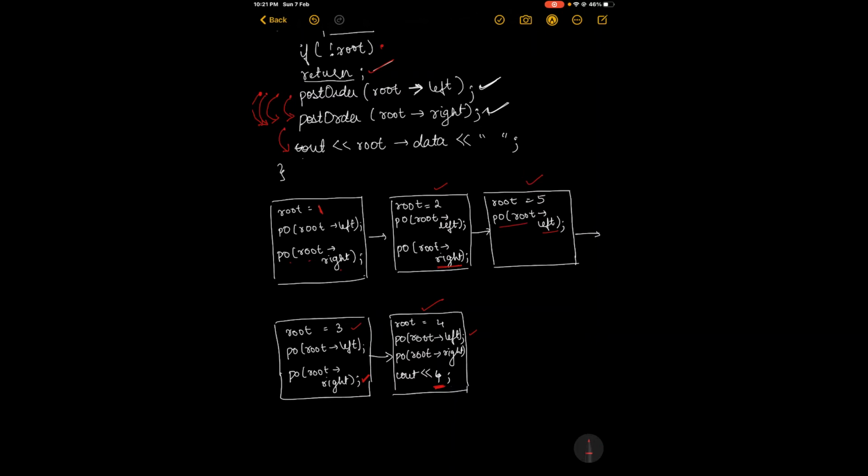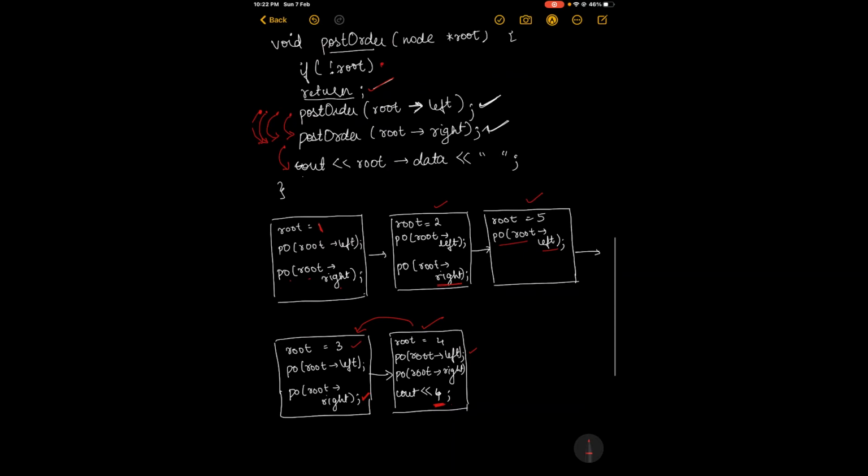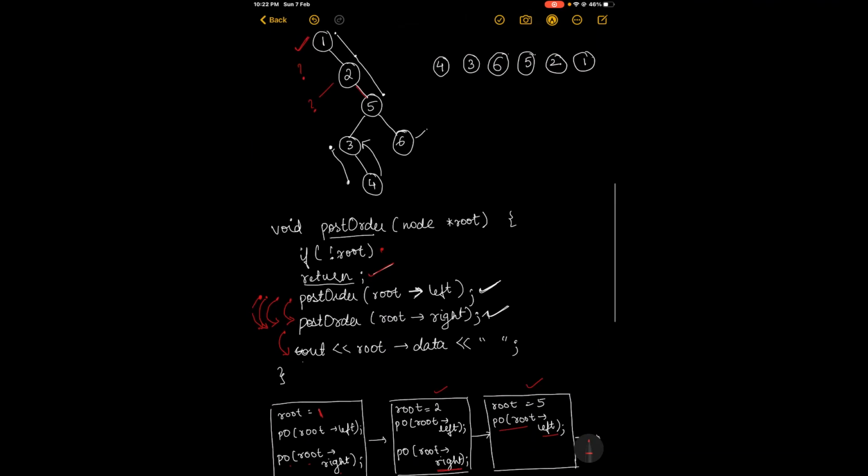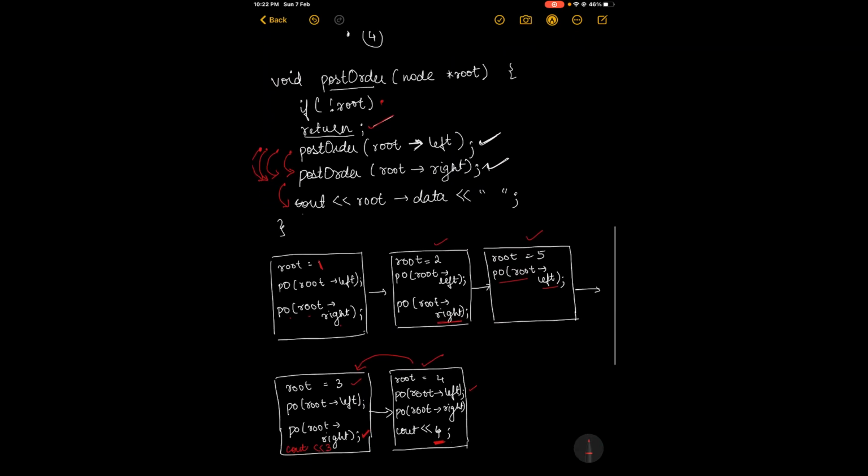Now once a block is completed, it will go back to the previous functions and resume all the steps that were not performed before. So now from here it will go back to this block, and as you can see, the cout was not performed in this block. So here cout 3 will be printed. So as you can see, 4 was printed, then 3 was printed. Now you can say that these two blocks are executed.